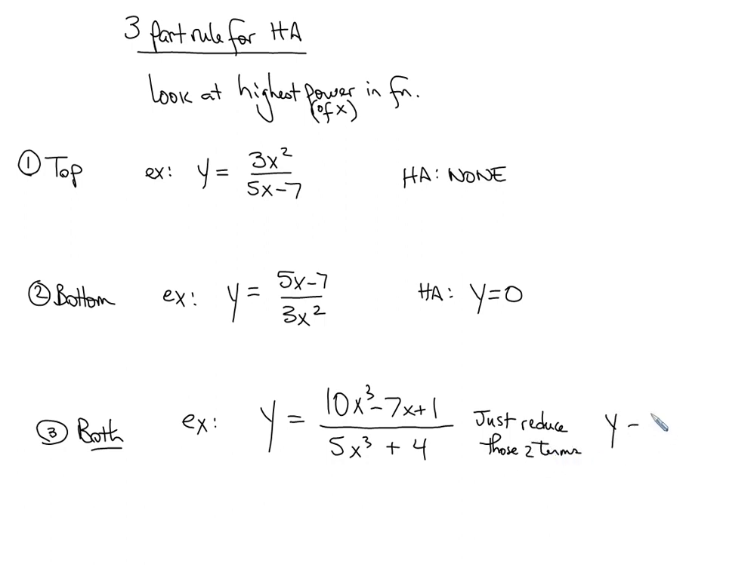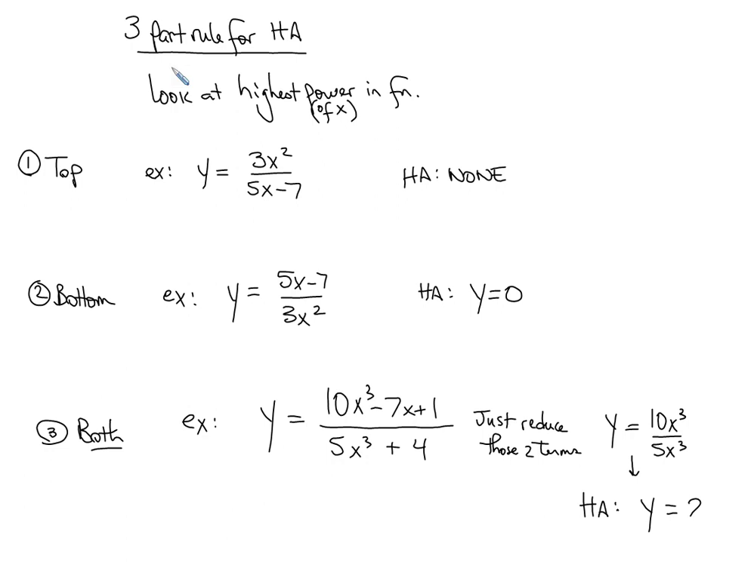So you look at the y equals 10x cubed over 5x cubed. You ignore these guys. Okay? Let me get rid of those lines, but that's what you do. What does this simplify down to? Horizontal asymptote then is y equals 2.